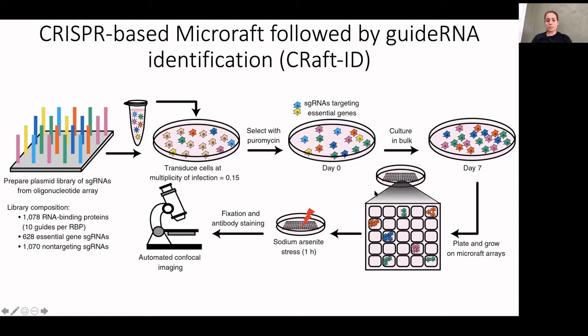We can then take these microRaft arrays and treat them with sodium arsenite for 1 hour, a very fixed and well-defined time point. Then we performed fixation with formaldehyde and antibody staining, just as you would on a tissue slice or cell culture dish, followed by automated confocal imaging to be able to analyze localization of G3BP1.